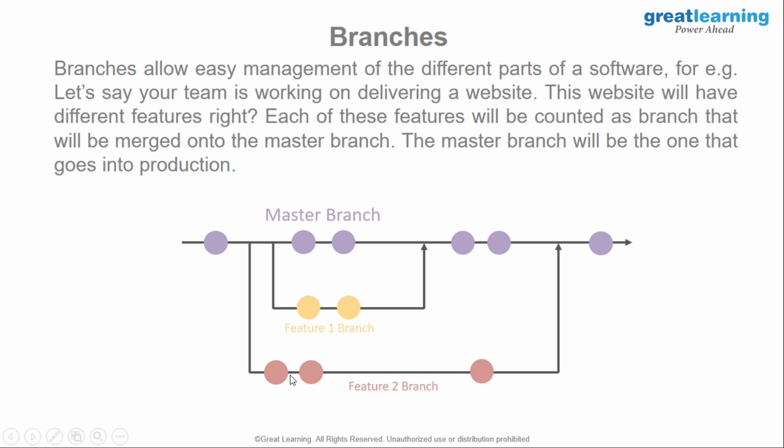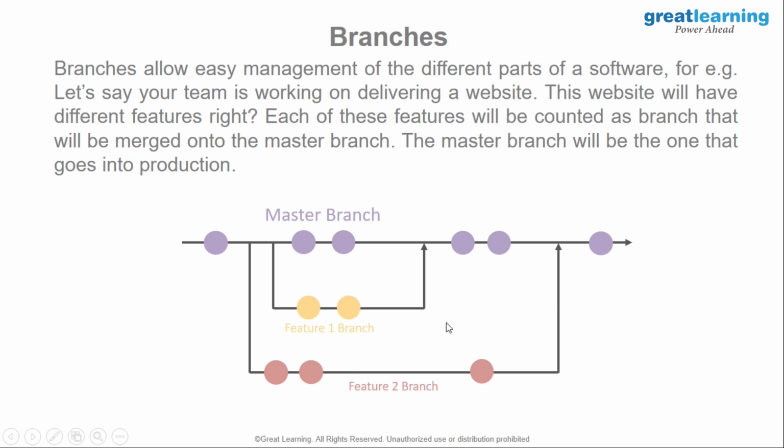And then similarly, the feature two branch we have over here was pulled from the master branch. They made their own commits and then merged it later on. So the latest version of master will include both feature one and feature two, whereas the earliest version will not. So this is how branches work. They're basically like timelines where you can work on different timelines and then merge those different timelines together.